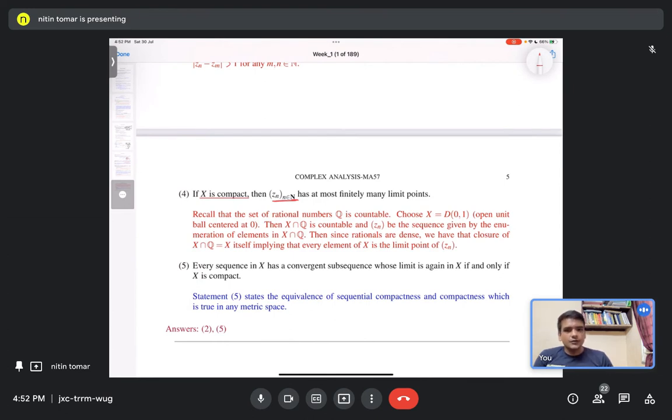But the question is whether or not it will have finitely many points as the limit points. So the answer is false. Why? Because let's say you take the open unit ball again, and X is its closure. Take the open unit ball and its intersection with the rationals. Now we know that it is a countable set, because the rationals are countable and it is a subset of the rationals. Any countable set can be enumerated.